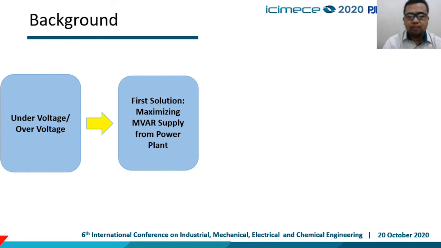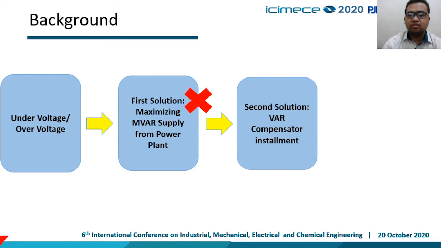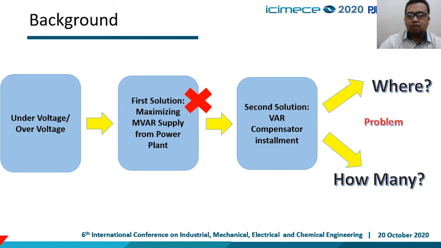To solve this problem, first solution is maximize power supply from power plant. But unfortunately, the capacity of power plant is limited. So we need second solution. Second solution is VAR compensator installment. VAR compensator are SVC and STATCOM. The new problem are where we must install VAR compensator and how many capacity required of VAR compensator.